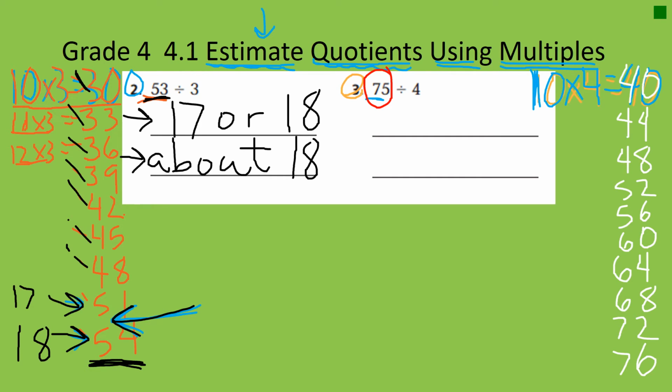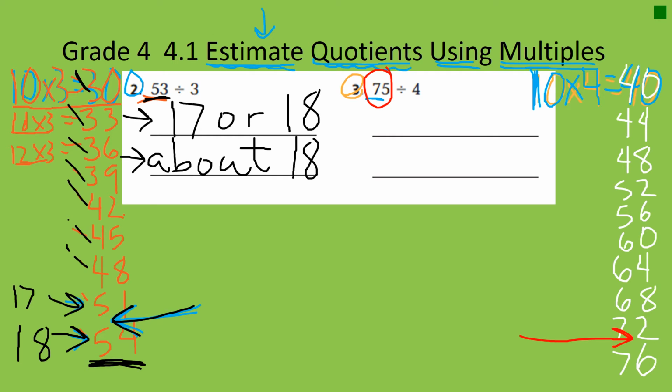Okay, 75 is right in there, isn't it? It's between 72 and 76. So we just wrote a whole list of multiples of 4, and none of them are 75. That's why we have to estimate our quotient, because we can't just write a list of multiples of 4 and get it. All right, so let me see here.